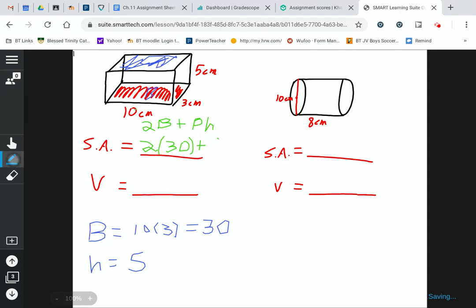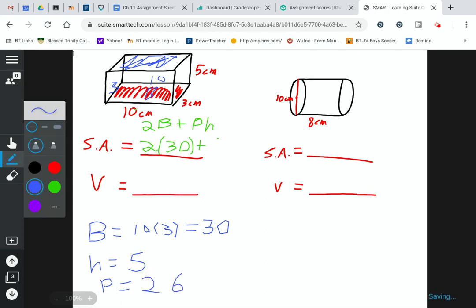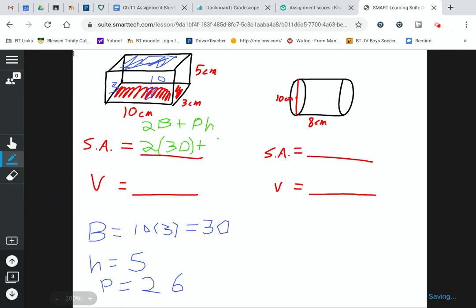Oh, I'm sorry. I also meant to say we need to find perimeter down on the bottom. We got B, we got H, but we need P as well. My perimeter is 10 and 3, and on the other sides it's going to be 10 and 3 since it's a rectangle. Opposite sides are congruent. Remember that. So my perimeter here is 10 plus 10 plus 3 plus 3, which is 26. So it's going to be 26 times 5.